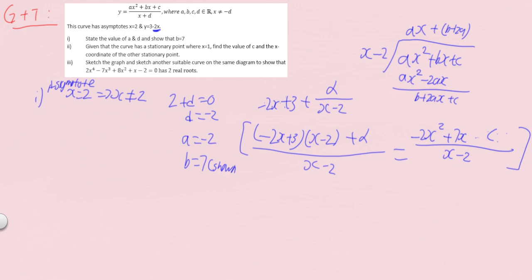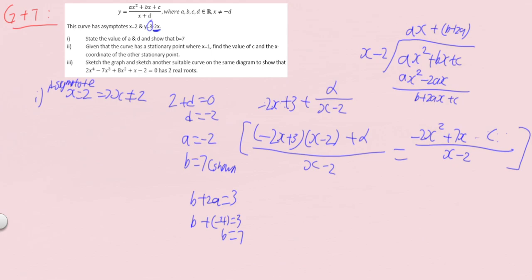Because you know that b plus 2a would be equal to the constant here. So b plus 2a equals 3. We know that a equals minus 2. As such, we have b plus (minus 4) equals 3, so b equals 7. Alright, so these are two different ways to do part 1.